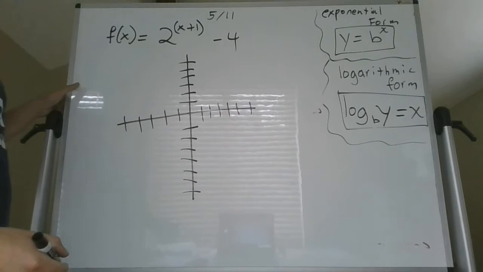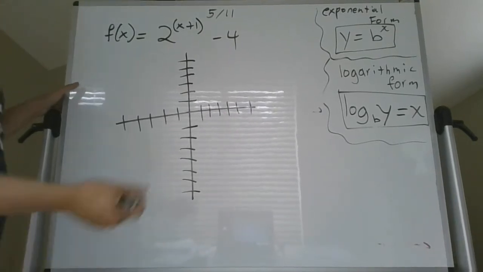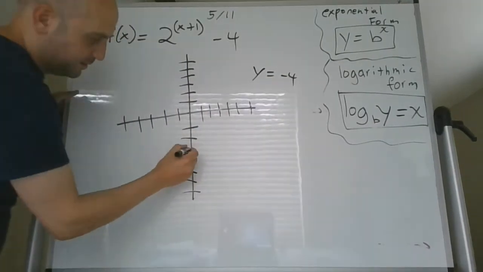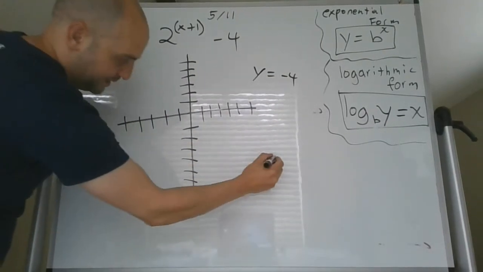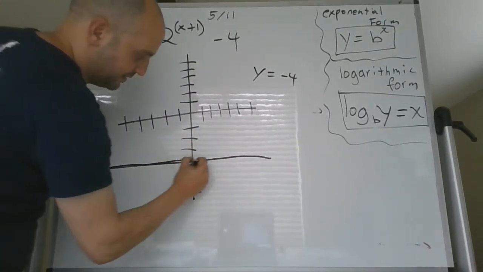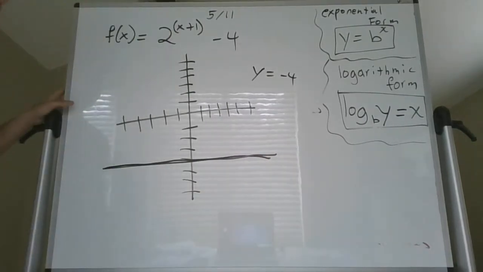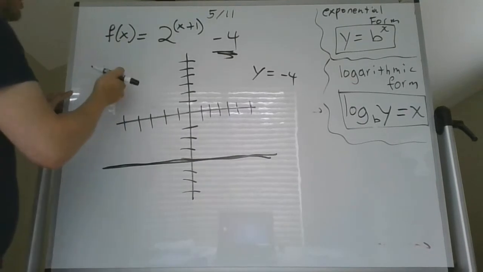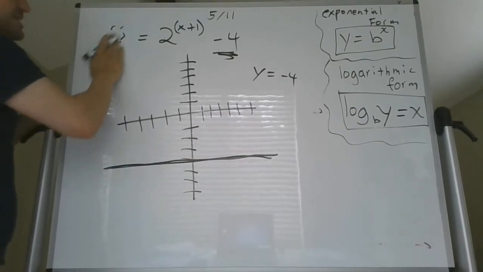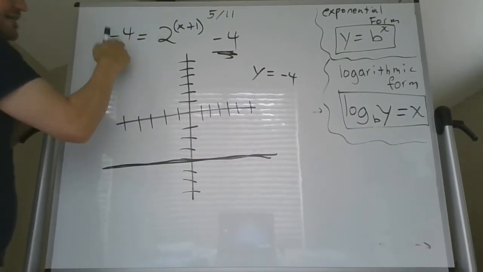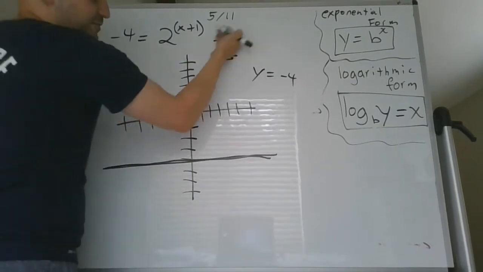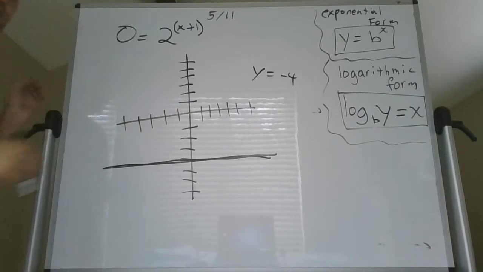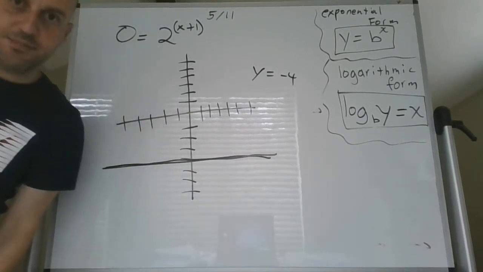Okay. I know that there's going to be an asymptote at y equals negative 4. That means the graph is not going to touch that. It's not going to go below that. Now, how do I know it's y equals negative 4? The reason is if I made the y negative 4, and I add 4 here, I get that, which is not going to happen, guys.